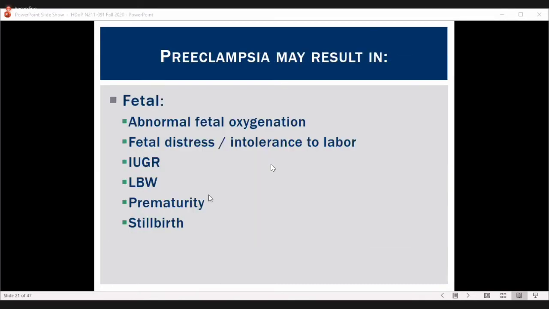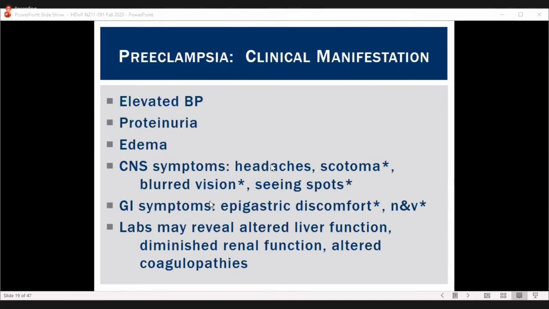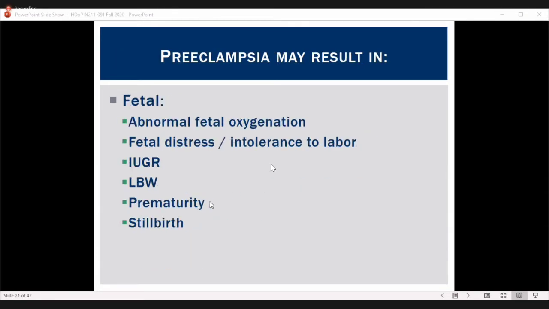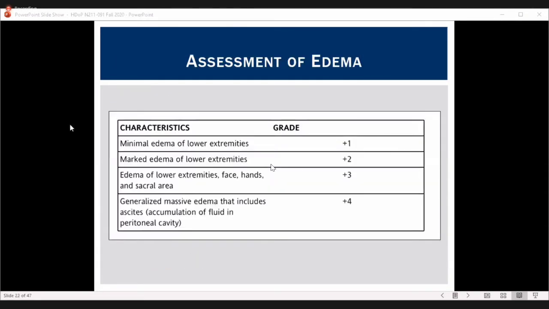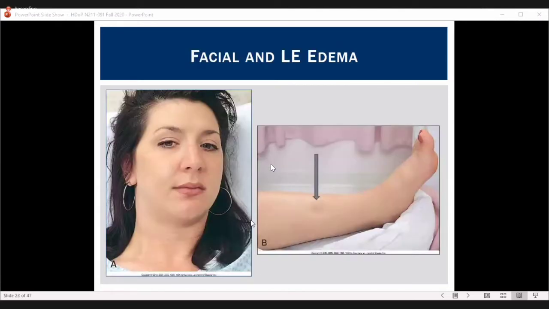Major disaster. Okay, so any questions so far about what it can result in and the clinical manifestations before we go forward with the management? Okay, all right. So as a reminder, make sure you go back. I don't remember if I gave you this slide or not, to know what assessing edema, that you should have covered in fundamentals, because that is going to be important to assessing your patients who are preeclamptic.